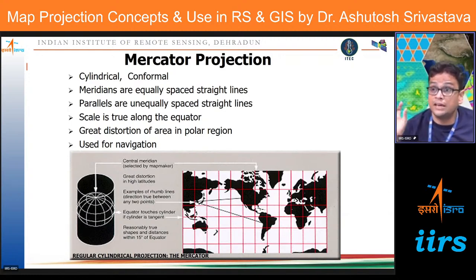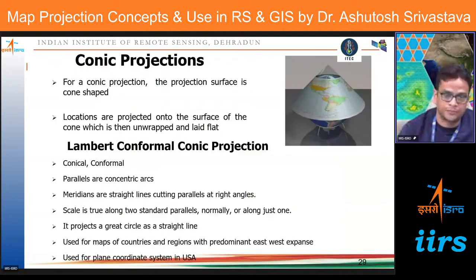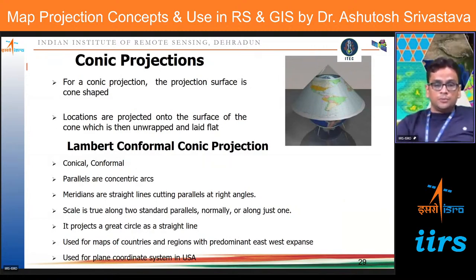But wherever area applications are important, we may not be able to use this. We may go for some other map projections. For a conic projection, the projection surface is cone shaped. Locations are projected onto the surface of the cone, which is then unwrapped and laid flat. One very well known projection is the Lambert conformal conic projection, LCC projection.